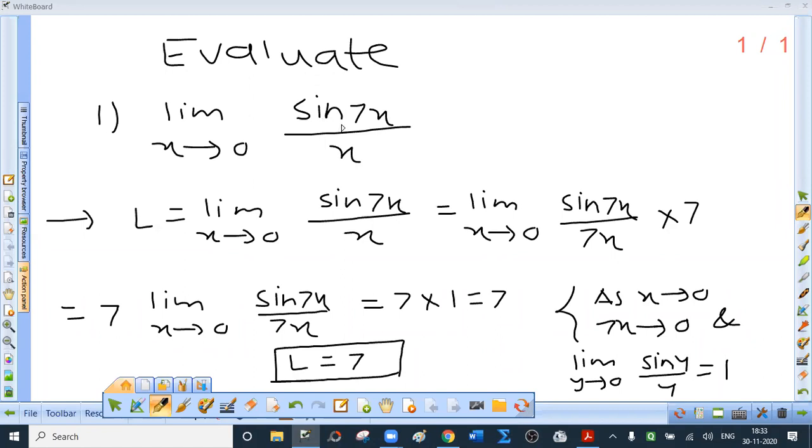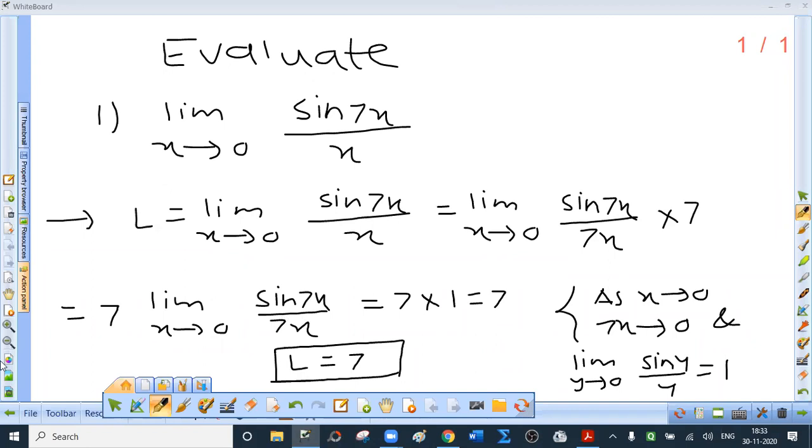The answer is no. Though two conditions are satisfied, angle is in radian and angle tends to 0, it is not fully repeated in the denominator. So first we repeat the angle in the denominator. We write 7x, but the original denominator is x. We cannot just multiply the denominator by 7. We have to multiply the numerator also by 7. Now limit of constant into function is that constant into limit of function. Now can I say the value of this limit is 1?